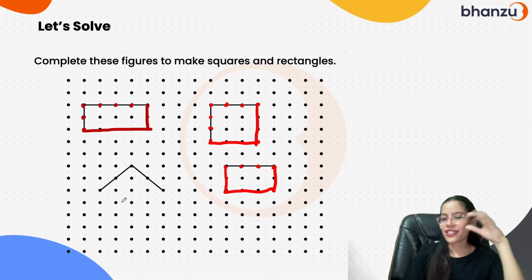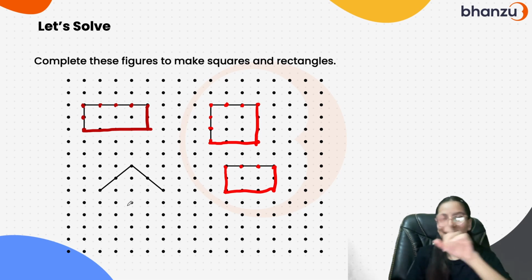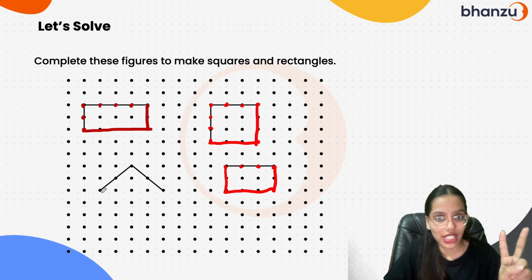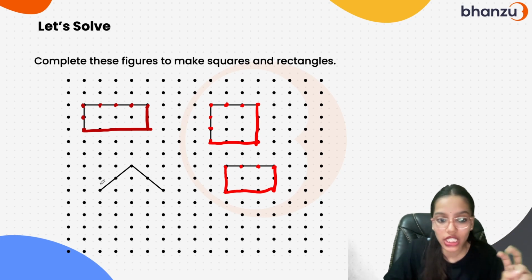And the last figure, this is a little challenging, right? Don't worry, I'm going to make it easy for you. So here we are given 2 lines, correct? Let's count the number of dots on it. Here we have 1, 2, 3 dots on one line, and another line is also having 1, 2 and 3. That means an equal number of dots, which gives a square.